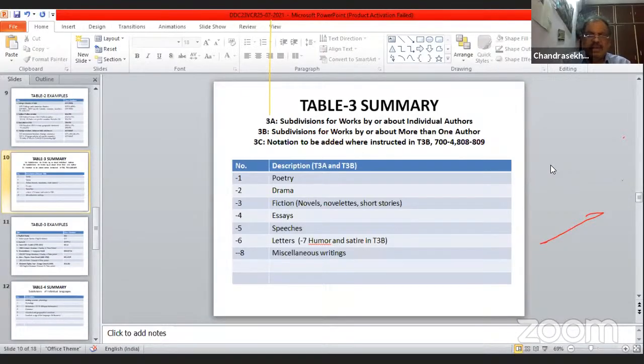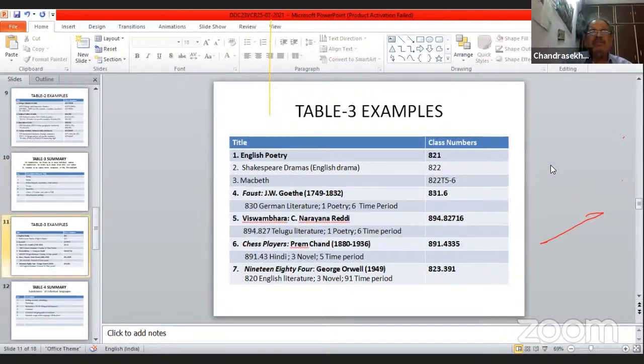Now I told you, literature, English literature 82. So you combine 1, English poetry. So you combine 2, 822, that is English drama. English novel, you combine it for 823, 3 combined, 823. So then 823 is English fiction or English novel. Like that, we can do that. We can consider the class number for literary works. So I give you here some examples.